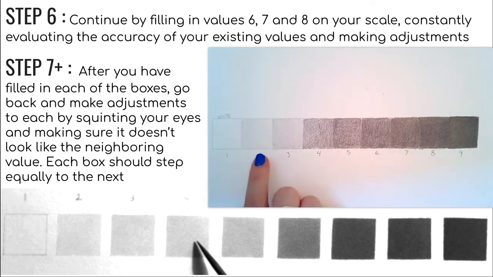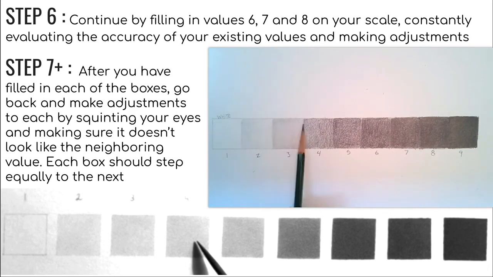But what I'm going to do is start here. I feel like there's a big jump between this 3 and 4. I'm going to make an adjustment there and then go in with my H pencil to do that. From this point on, it really depends on what your value scale looks like and what types of adjustments you're going to need to do.